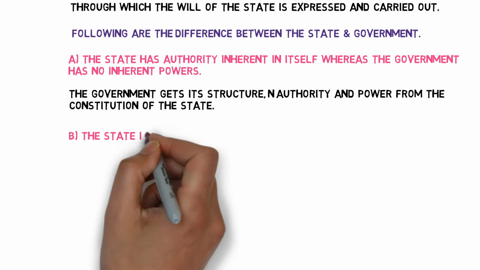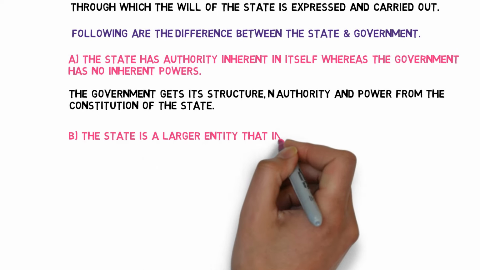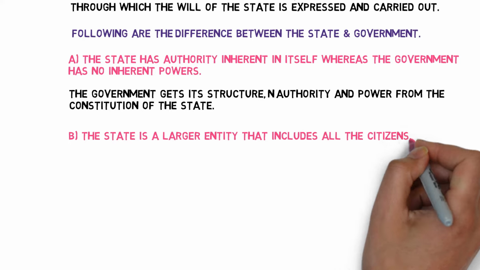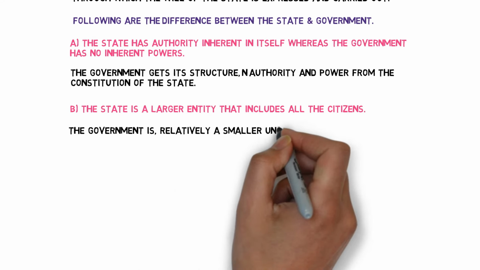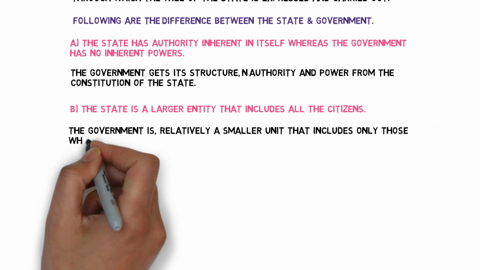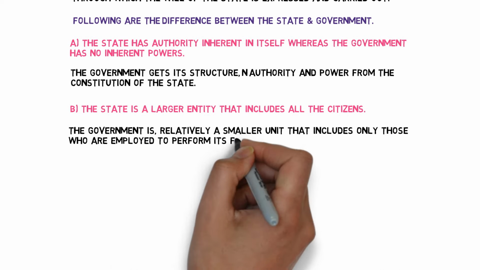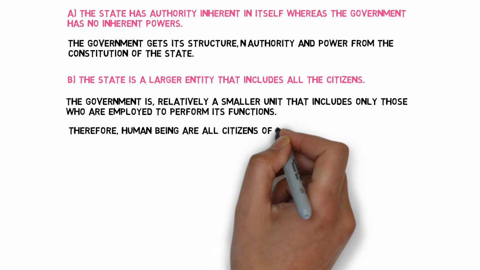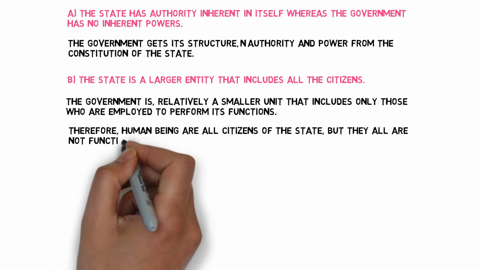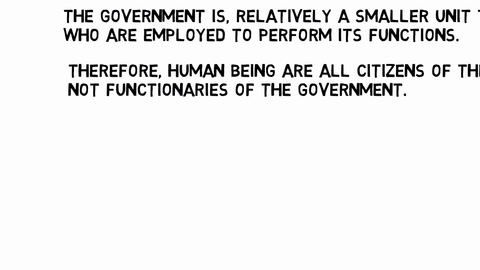B. The state is a larger entity that includes all the citizens, whereas the government is relatively a smaller unit that includes only those who are employed to perform its functions. Therefore, human beings are all citizens of the state, but they are not all functionaries of the government.